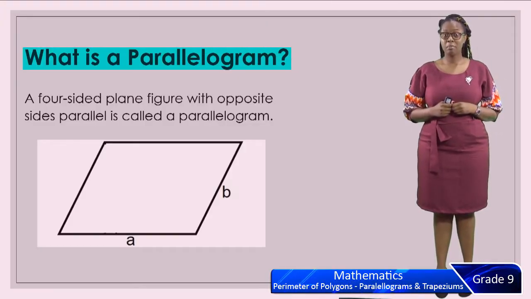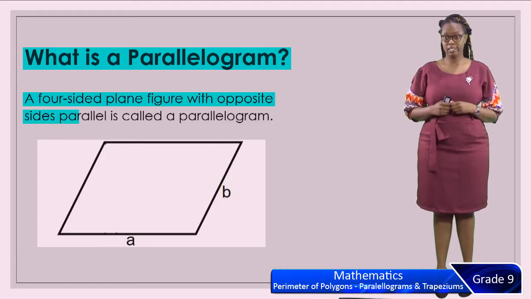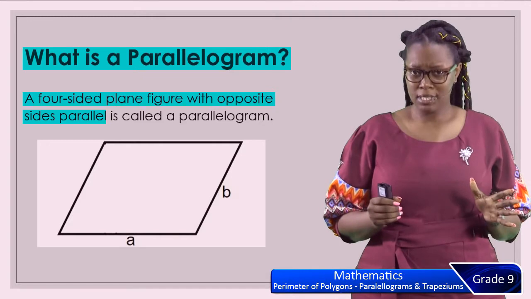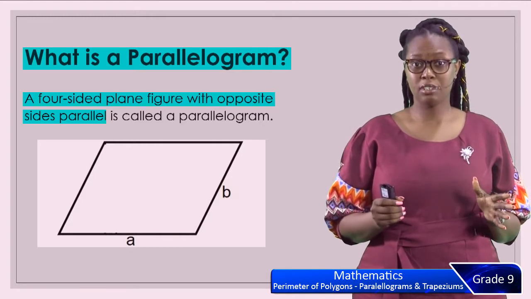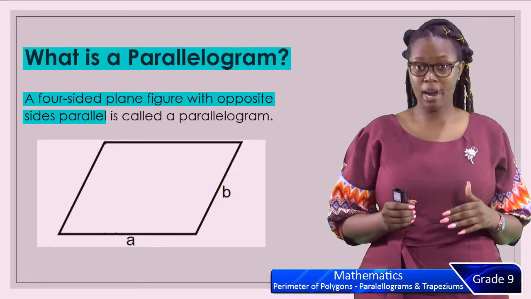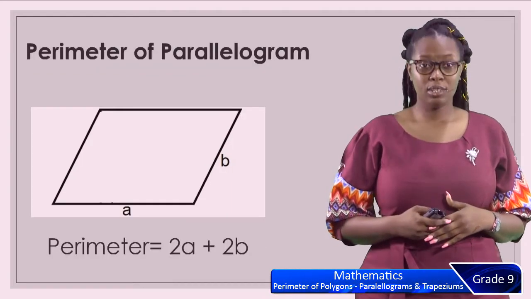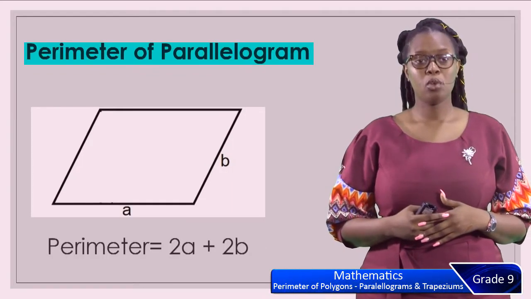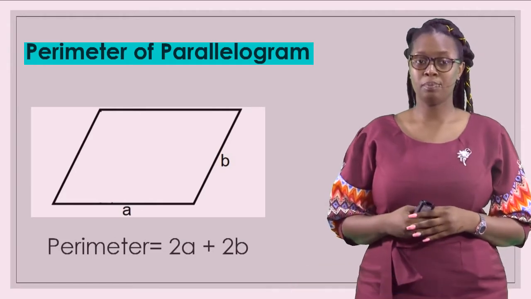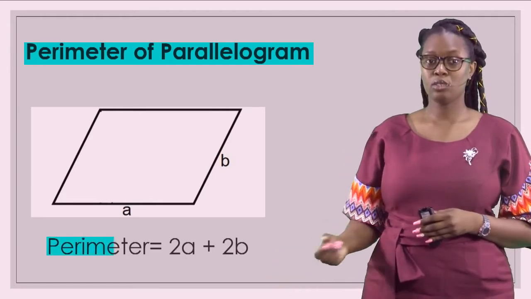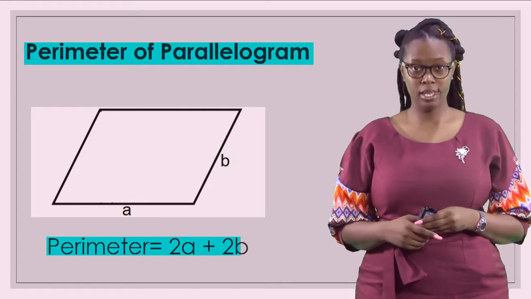A parallelogram is a four-sided plane figure with opposite sides parallel. So any four-sided figure, any quadrilateral where the opposite sides are parallel to each other, is considered a parallelogram. To calculate the perimeter of a parallelogram, we use this simple formula. Perimeter is equal to 2a plus 2b.